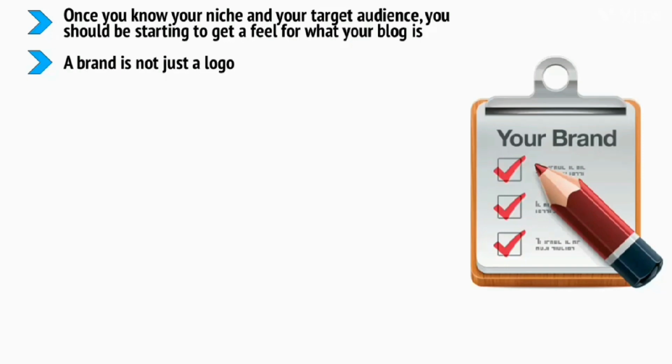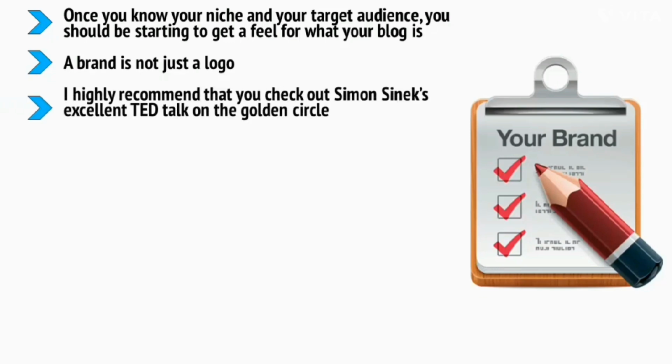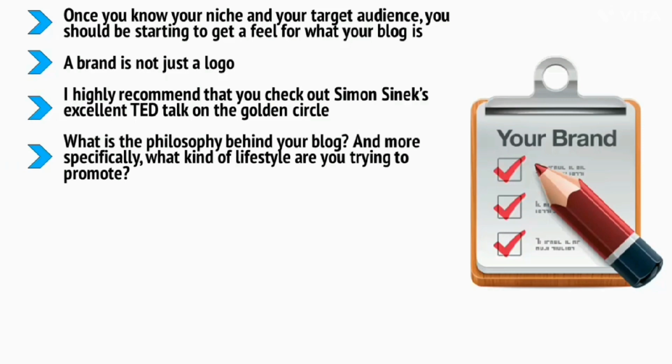In other words, you need to know what it is that your blog is doing for people, what kinds of people will read your content, and how you plan to bring value to the world. I highly recommend that you check out Simon Sinek's excellent TED Talk on the Golden Circle. Here, he explains that what makes a successful brand is not what it does or how it does it, but why it does it. What is the philosophy behind your blog?